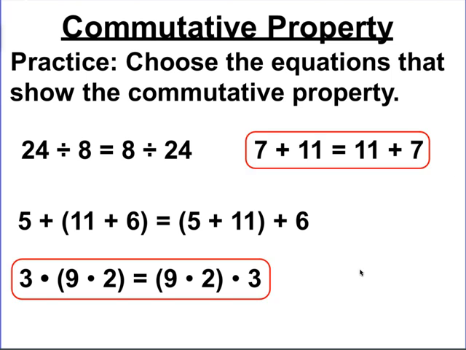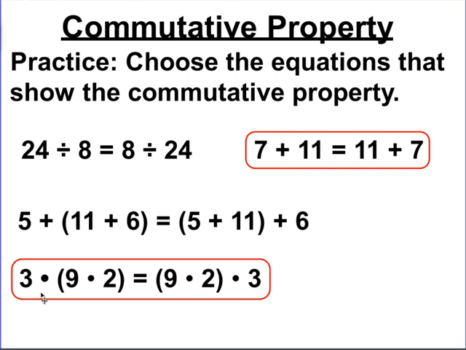Well, those two are commutative property. 7 plus 11 is equal to 11 plus 7. The numbers just flip, change the order. And in the bottom one, it's a problem that has the parentheses in it. So they're all multiplication signs. The 3 is in front of the parentheses, and on this side, the 3 is behind the parentheses. The two numbers in parentheses are still the same.